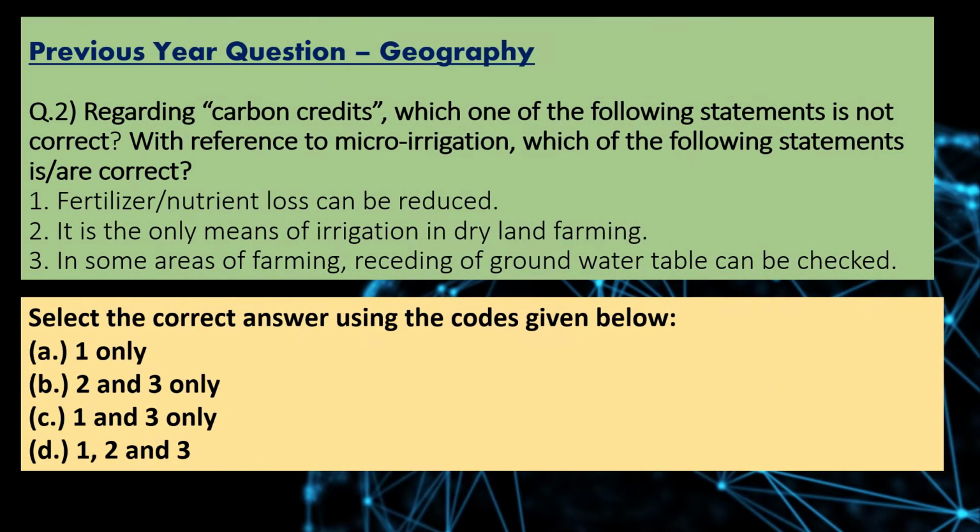Now the second question is from the PYQ. This is a PYQ from 2014 where UPSC has asked regarding micro irrigation. So which among the following statements is not correct with reference to micro irrigation? Now you have to tell me which among the following with reference to micro irrigation is correct. So first, the fertilizer nutrient loss can be reduced. Second, it is the only means of irrigation in dry farming. And third, it is an area of farming leading to the water table being checked. So which among the following is the correct code? Whether only one is correct, both 2 and 3, 1 and 3, and all of them.